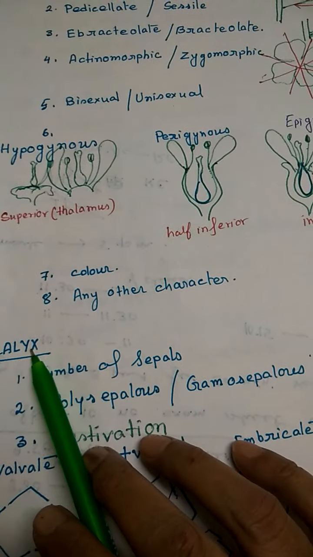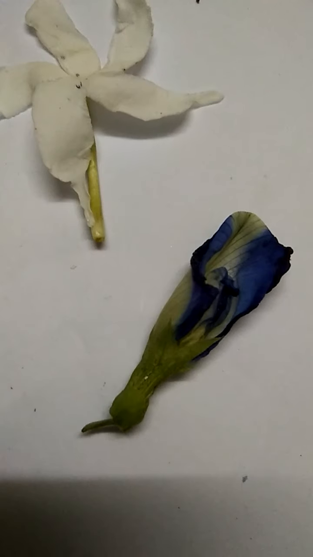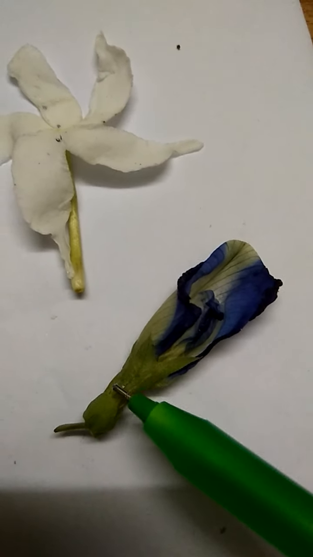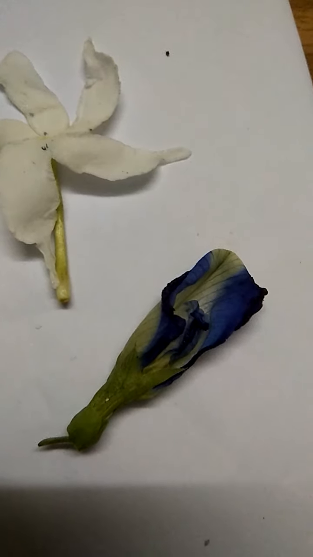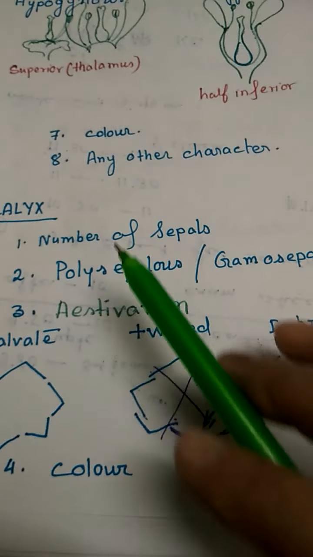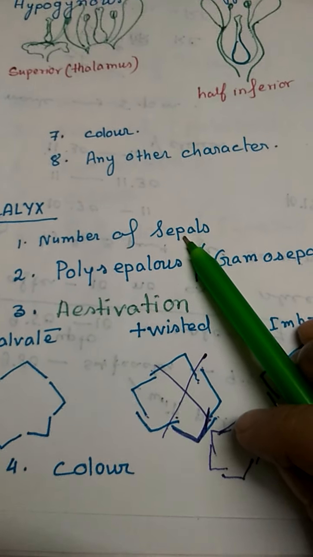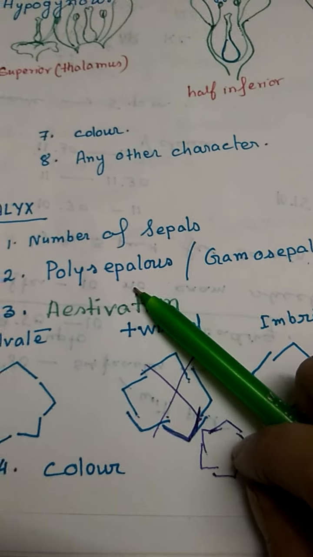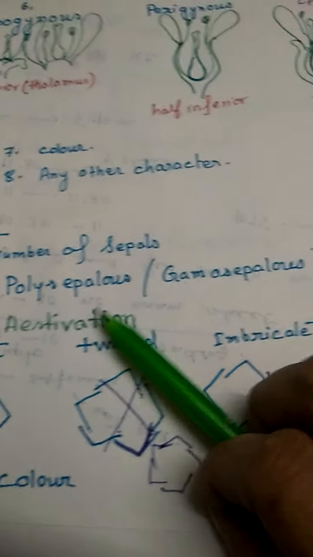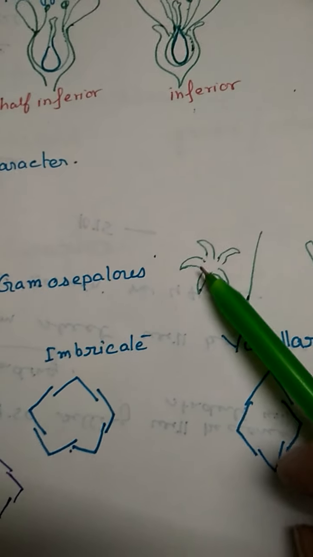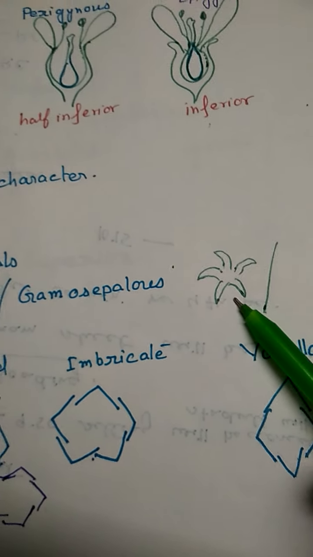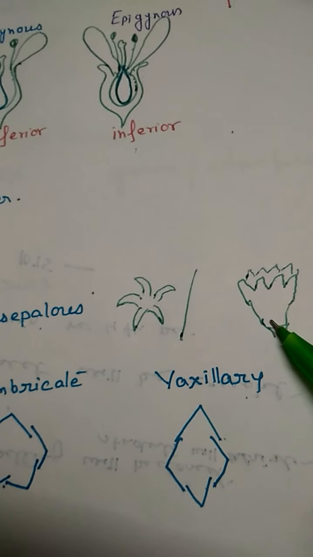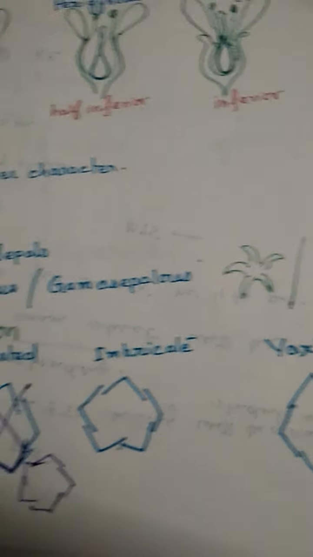Next one is calyx. Now what is this calyx? So this is known as calyx. This green part is known as calyx. In singular number it is known as sepal. The number of sepals you have to count. Next, polysepalous or gamosepalous. Polysepalous means if the sepals are free from one another. If the sepals are united, then it is known as gamosepalous.